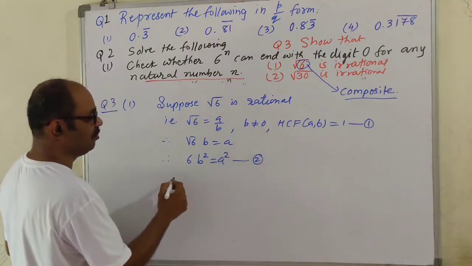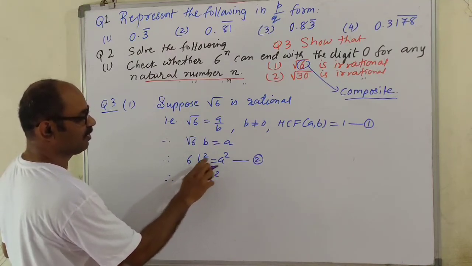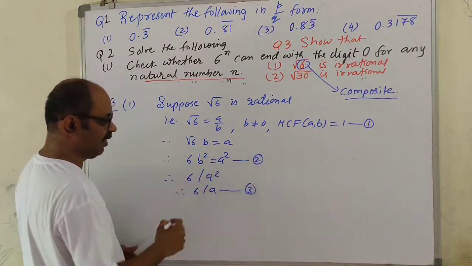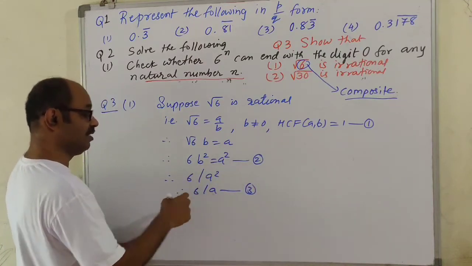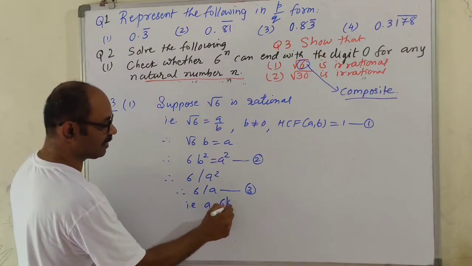We call this result 2. Therefore, 6 divides a square. A multiple of 6 divides a square. Therefore, 6 divides a. We call this result 3. Now, that means a is a multiple of 6, i.e. a is equal to 6k.